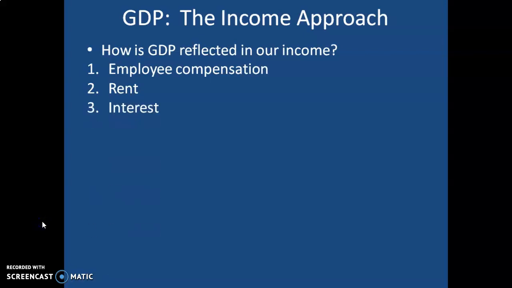Interest. When you receive interest on your savings, that would be GDP. If you have to pay interest to the bank, that would also be considered a part of the GDP. Proprietor's income. A proprietor is someone who owns his own business. A small business that is owned by a single individual, or in this sense it would also include partnerships. It would really be anything other than a large corporation. Income that a proprietor, a business owner, receives would be included in GDP.